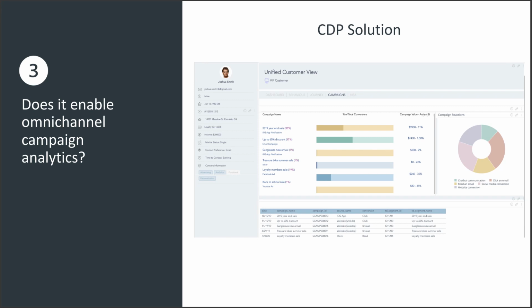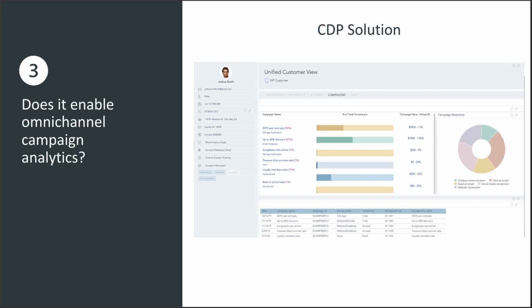So in this specific dashboard, the campaigns dashboard, you can see there's a number of different campaigns that this customer has been involved in. You can see they span multiple different channels. Some of them are an iOS app notification, there's an email campaign, another iOS, there might be something in store or loyalty, a Facebook ad, a YouTube ad, and we can see the value of those specific campaigns and how many conversions we've had from them.